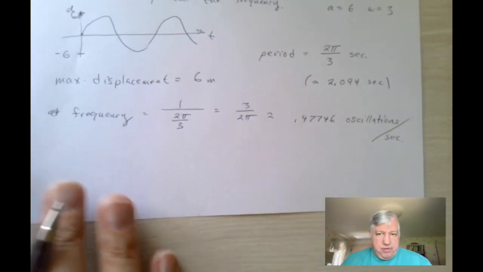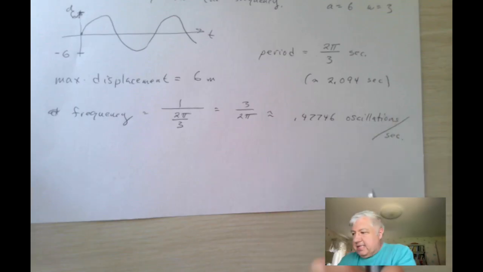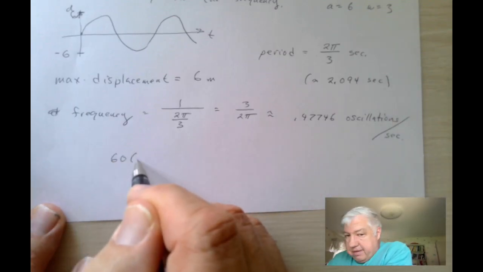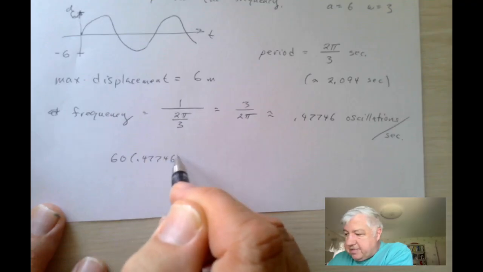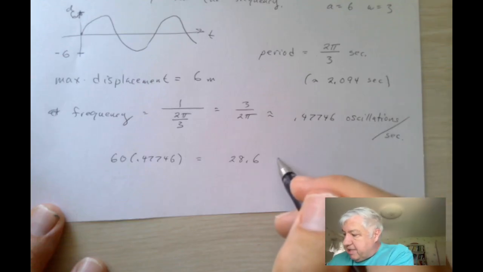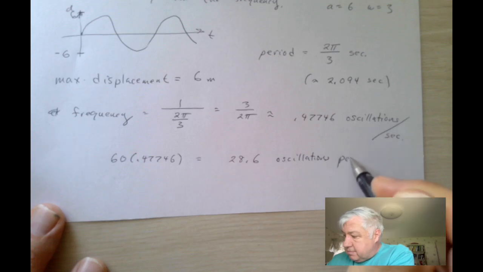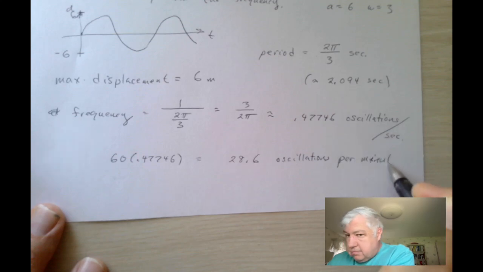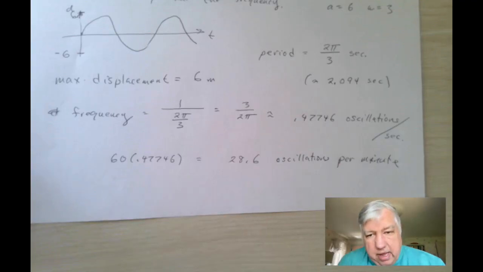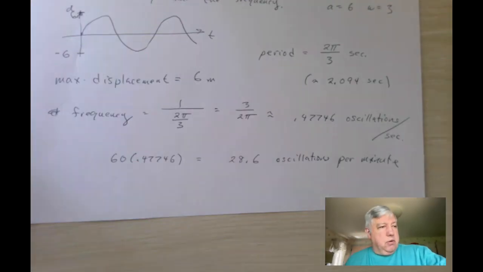But to be more interesting, we can convert to minutes by multiplying by 60. So if we take 60 times 0.47746, this is going to be 28.6 oscillations per minute. And when you're doing the homework, just pay attention to what units they want. Sometimes they'll just ask how many oscillations per second, how many oscillations per minute, something like that.